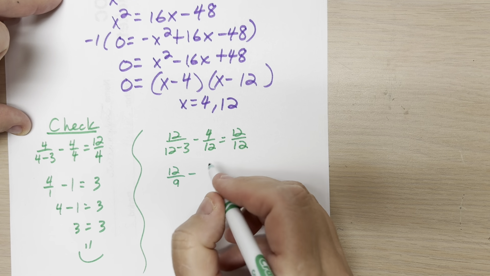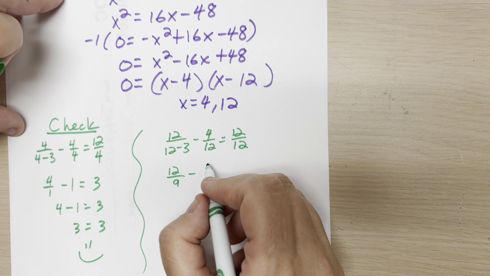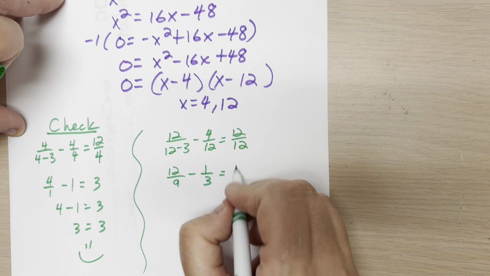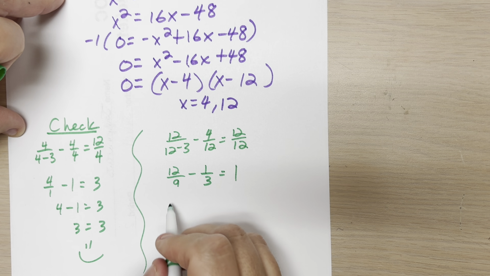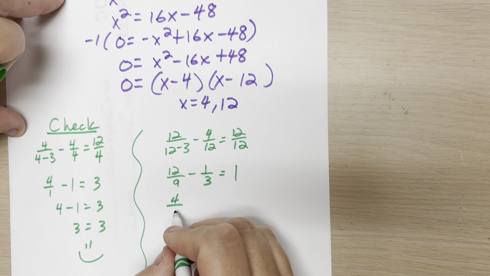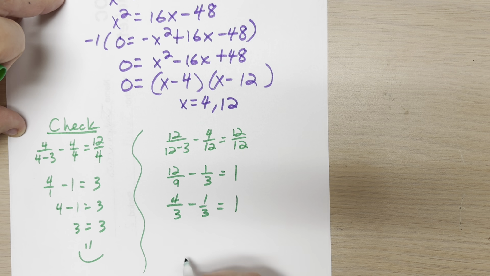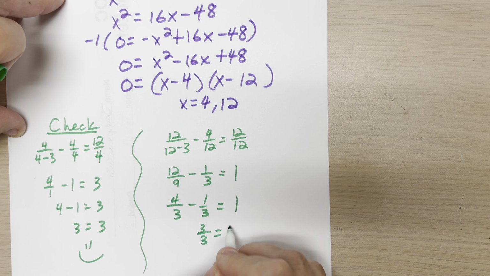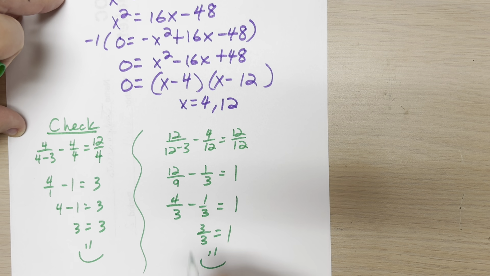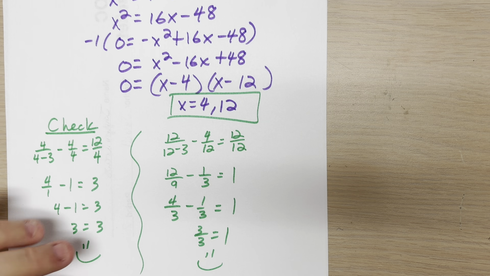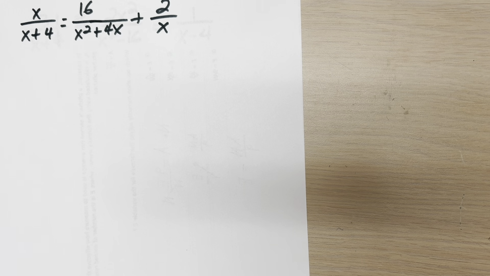12 over 9 minus, I'm going to make that 1/3, should be 1. I can reduce this fraction to 4/3. Okay, so 4/3 minus 1/3 is 3/3, which is 1. Yay, they both work. Isn't it nice when they both work? That's really great. Is that always going to be the case? No, of course not. All right.